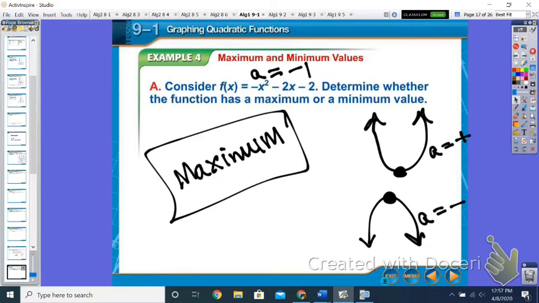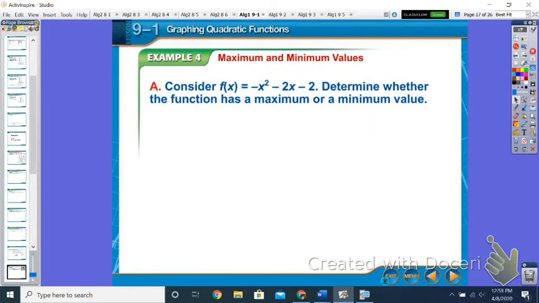Okay, and if you want to check that, you can even type that into your calculator and hit graph. You're going to see an upside down parabola. Okay, so now the question is, for part B, they actually want us to state the maximum or minimum value. They actually want us to find it.